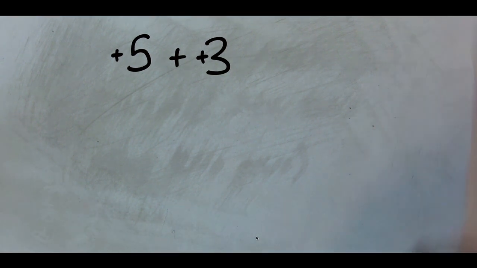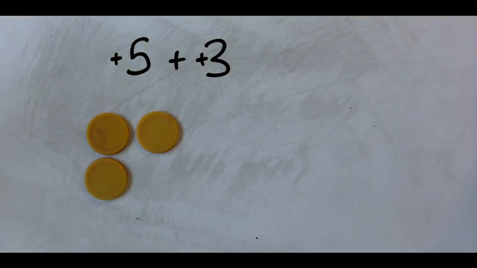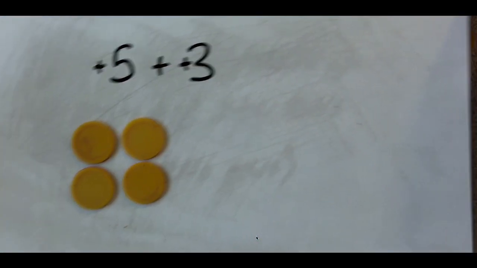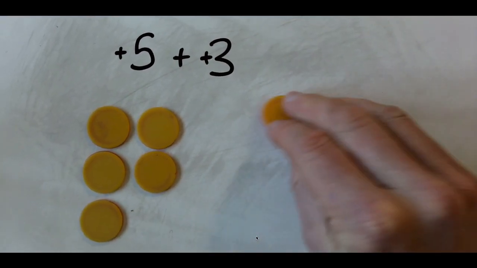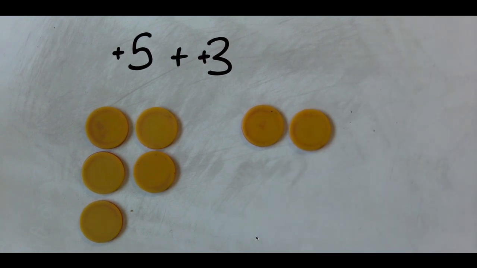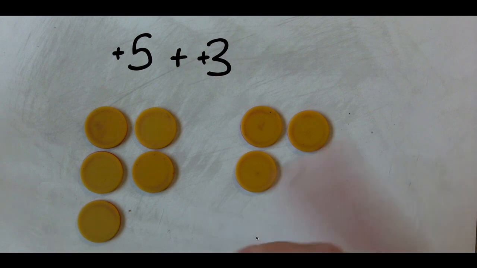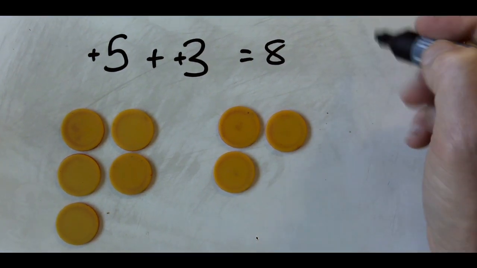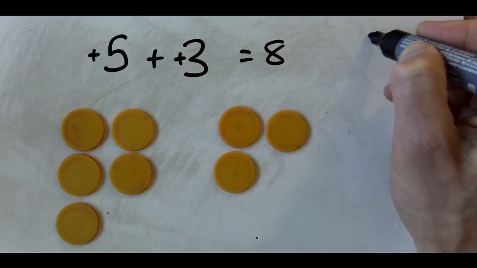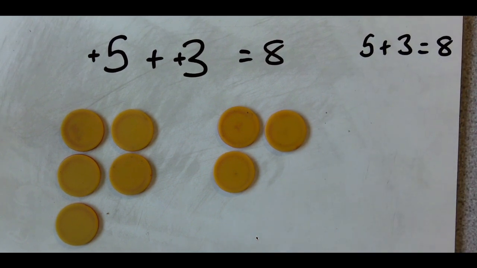So again, we can use our counters. So we've got 5, and we're going to add on 3. So hopefully it should be nice and straightforward to see that we've got 5 add 3 to give us 8. And what we're going to do is just keep a little running total down the side here of the sums we've done. So we've done 5 add 3, which equals 8.